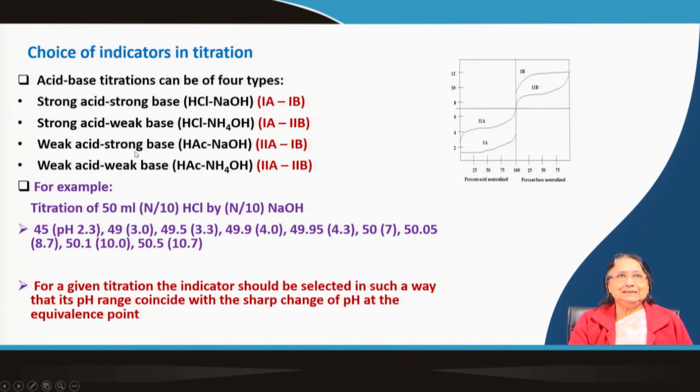But this titration, weak acid and weak base, is not a very good titration. You can see that this is the curve 2A 2B, means it will be like this, it will be like this. So, here the range is a very narrow range. So, almost no indicator will fit for this type of titration. Okay. So, for a given titration the indicator should be selected in such a way that its pH range coincides with the sharp change of pH at the equivalence point.